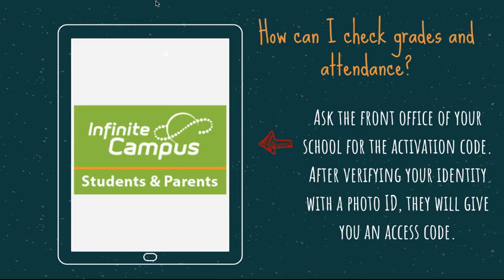So if you want to check your students' grades and attendance, you can download an app on your phone from Infinite Campus. Students can also download the app or view it on their computer to check for themselves. First, ask the school office for the activation code with your photo ID. School staff will verify your identity and provide you with an access code to the app.